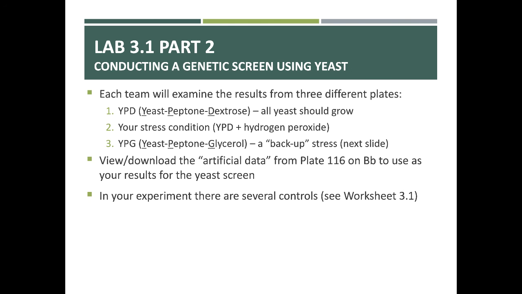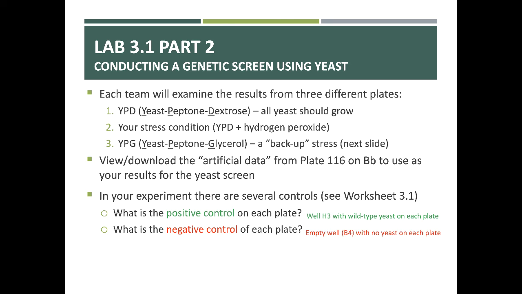So in your experiment, there are several controls. There are positive controls on each plate. So well H3 has wild type yeast on each plate. We would expect growth on that plate, in that well. The negative control: each plate has one well that identifies its number that has no yeast in it. And this will be, for plate 116, B4. And then we also think of the YPD plate as serving as a control. We would expect all the mutants to grow on YPD plates.